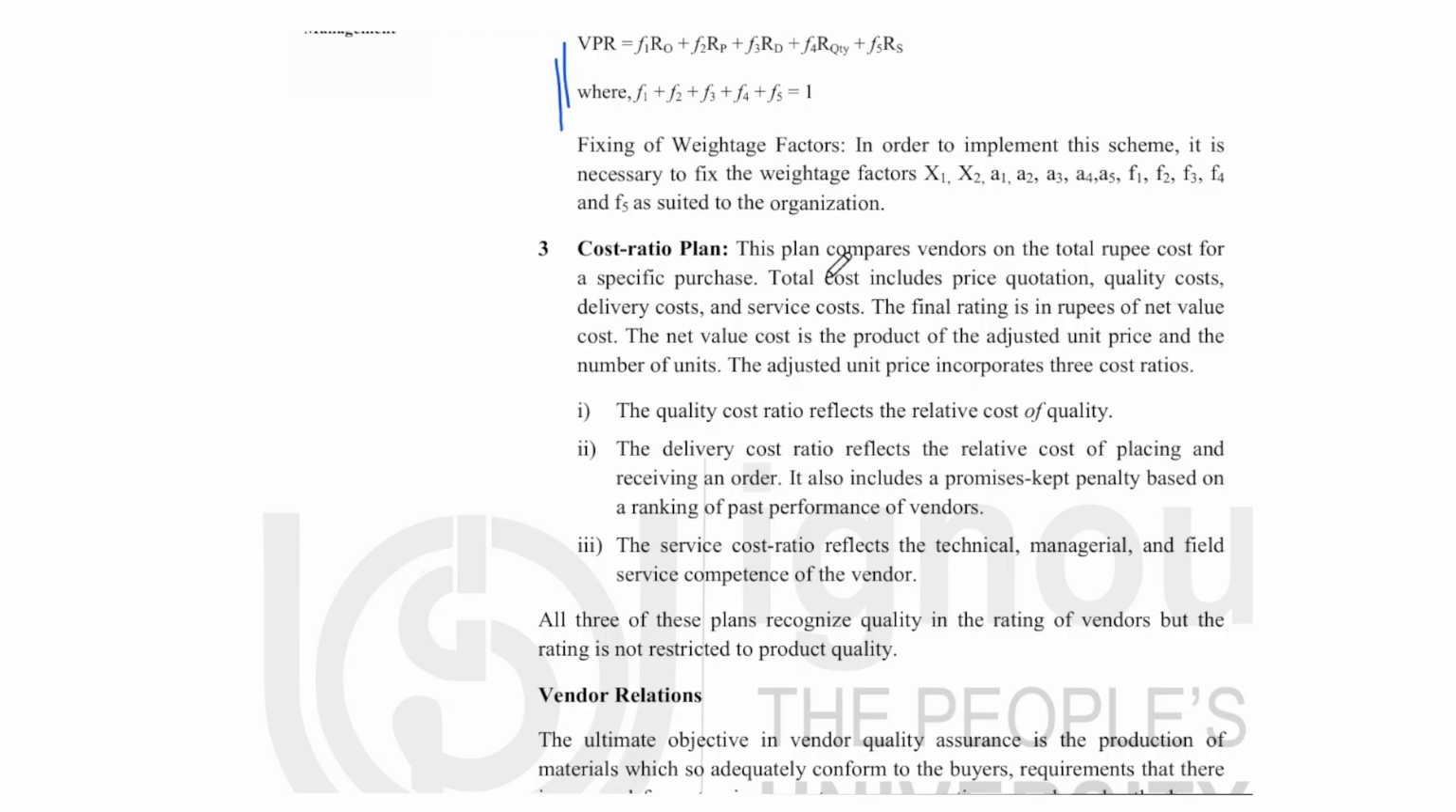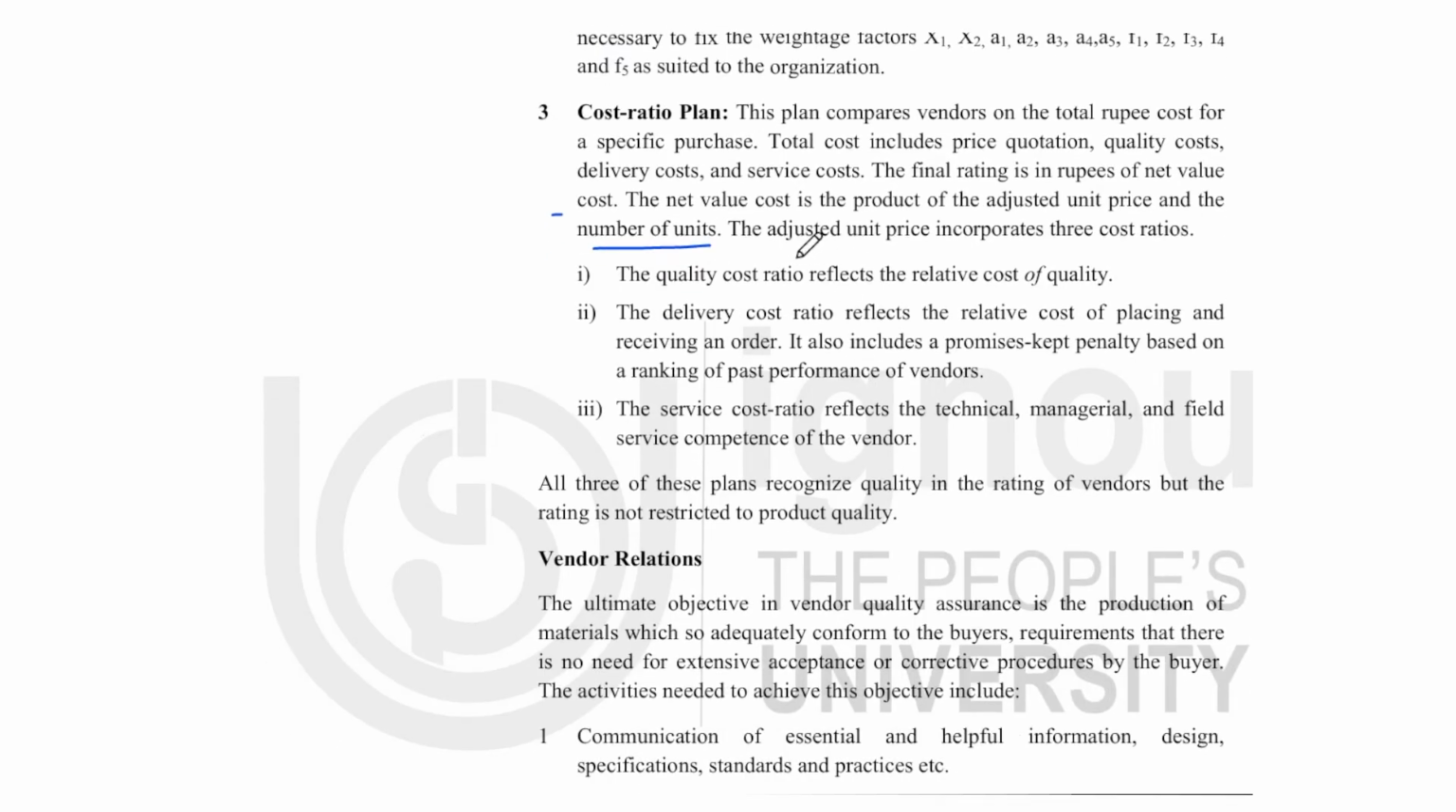and total cost includes price quotation, quality cost, delivery cost, and service cost. The final rating is in rupees of net value cost, and the value cost is the product of the adjusted unit price and the number of units. And the adjusted unit price incorporates three cost ratios. The quality cost ratio reflects the relative cost of quality, and the delivery cost ratio reflects the relative cost of placing and receiving an order. It also includes a promises kept penalty based on ranking of past performance of vendors. And the service cost ratio reflects the technical, managerial, and field service competence of the vendor.